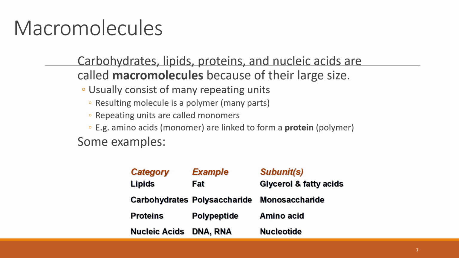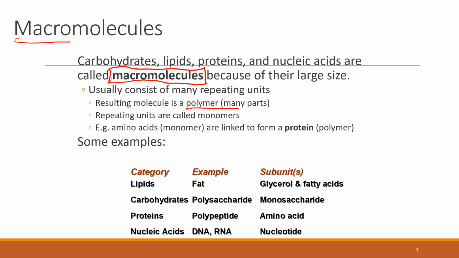So again, carbohydrates, lipids, proteins, and nucleic acids, because they can get these long chains of carbons, can be very large molecules. So sometimes they're called macromolecules, macro meaning big, because they're so big. And the macromolecules are also sometimes called polymers.